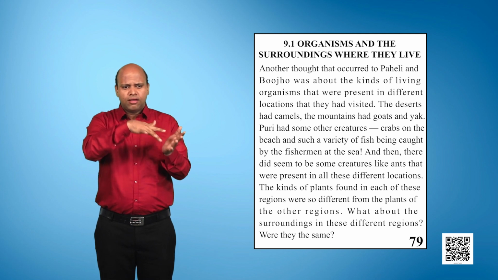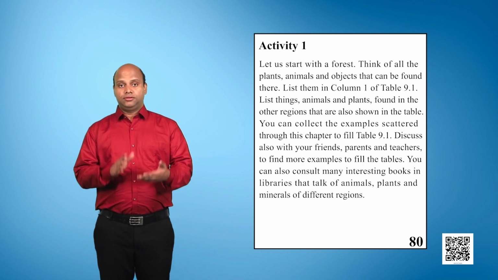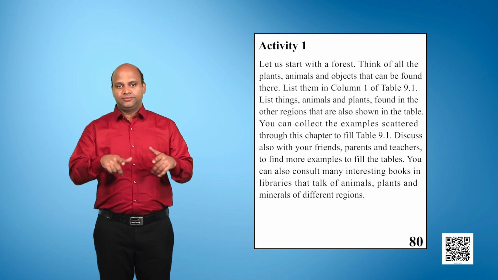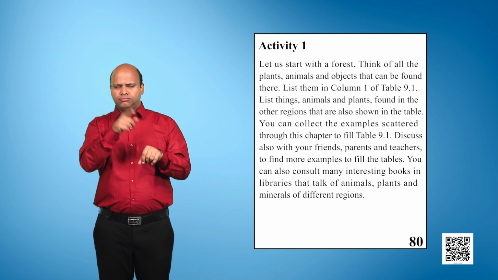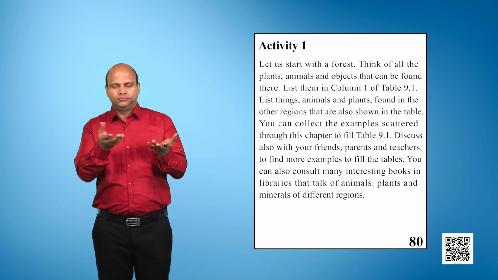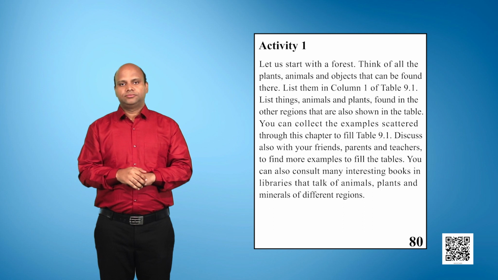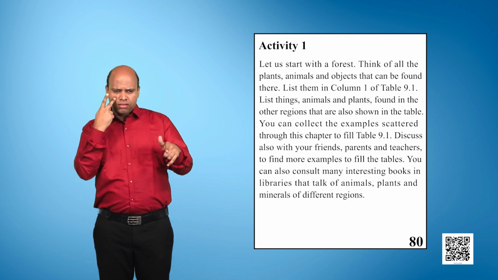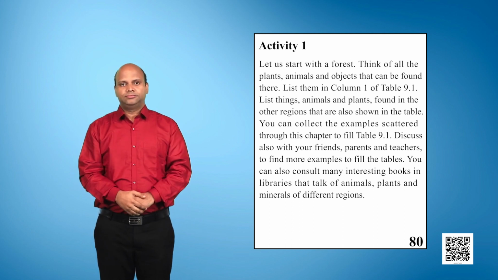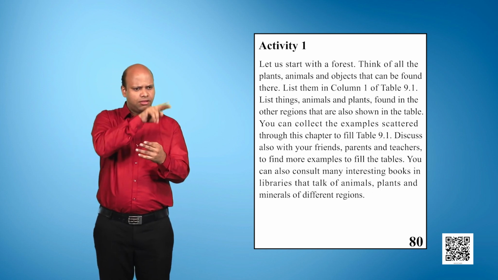What about the surroundings in these different regions? Were they the same? Page 80. Activity 1. Let us start with a forest. Think of all the plants, animals, and objects that can be found there. List them in column 1 of table 9.1. List things, animals, and plants found in the other regions that are also shown in the table. You can collect the examples scattered through this chapter to fill table 9.1.